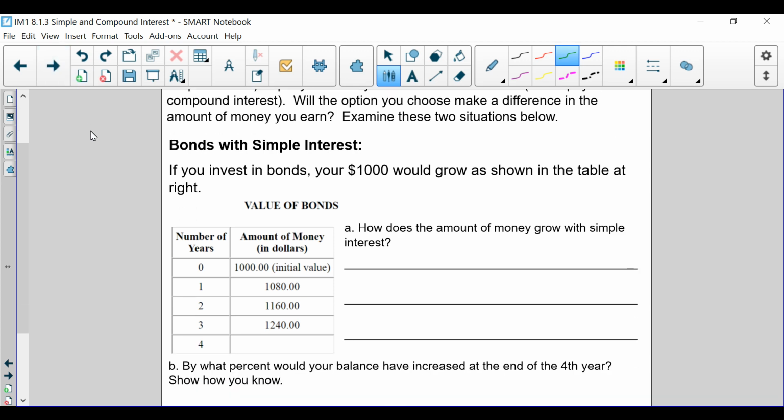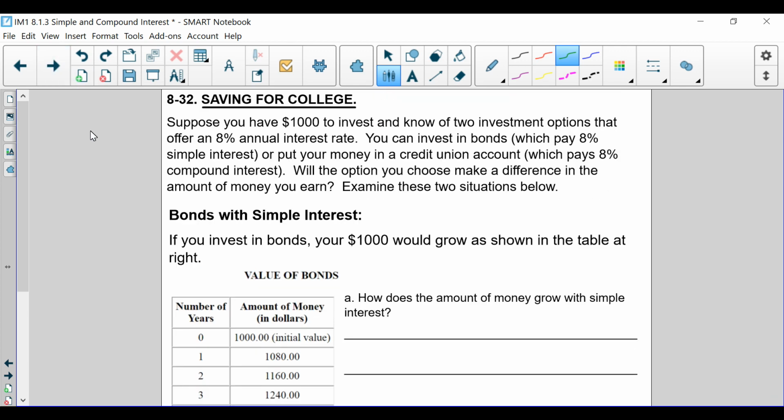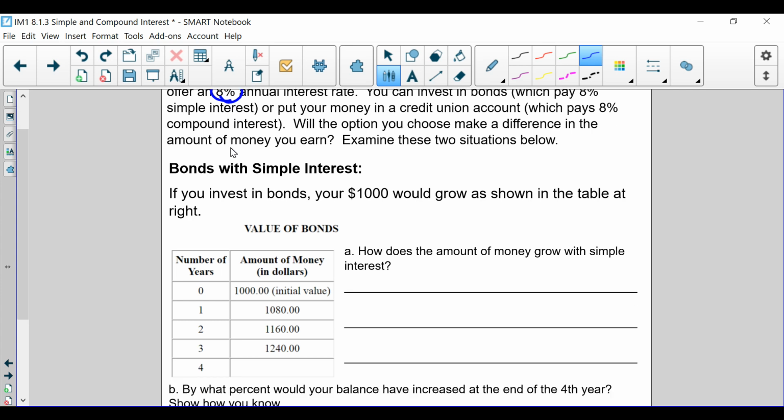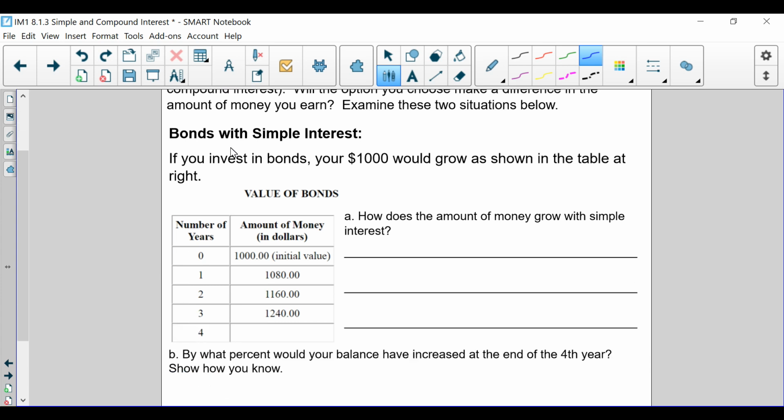Okay, so we're actually going to be analyzing a real life college situation. So if you go to college, you want to invest money, right? If you get an 8% interest, oh my gosh, that would be so great if you got 8% interest. How much money are you going to have? Basically, it's going to have you analyze two situations, one of them being simple, one of them being compound.